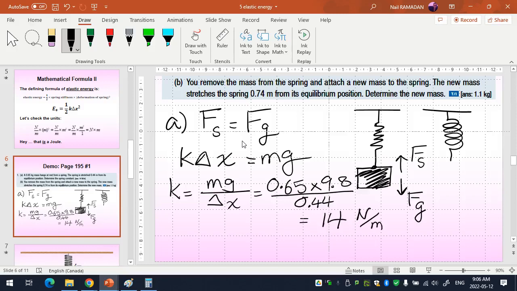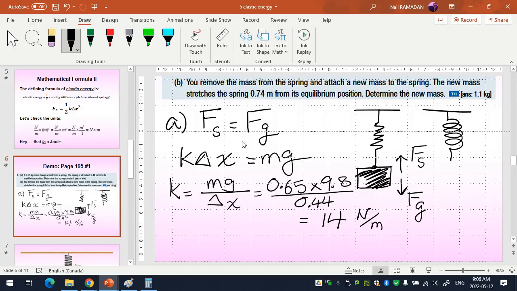Remember, this is how stiff it is. Apparently, not so stiff. How many newtons do you need to stretch it by how many meters? Wow, it only takes 14 newtons, which is almost nothing, to stretch it by this much. Yeah, that's a very loose spring. Okay, let's look at part B.